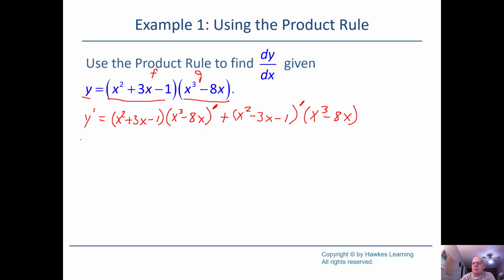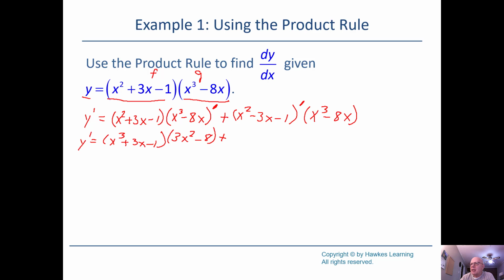Next step. Y prime, the derivative. Well, this first part stays the same. X cubed plus 3x minus 1. Now I take the derivative of this. Should be pretty easy for you by now. There's the derivative of function g, if you like to call it that.